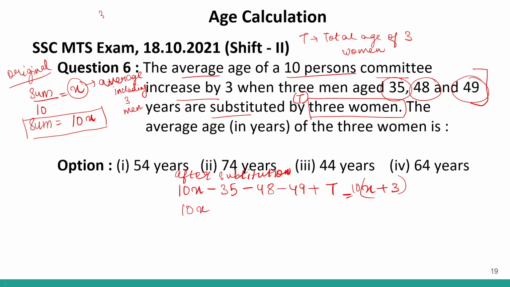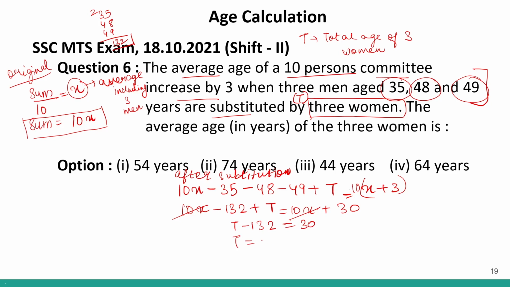So if I multiply it by x plus 3, I will open this. This will be 35 plus 48 plus 49. So 9 plus 5 is 14. 14 plus 8 is 22. And 4 plus 4 is 8 plus 2, 10. 10 plus 3 is 13. So 132 we are totally reducing and we are adding T in place of it to get 10x plus 30. So 10x will be cancelled because they are of the same sign. So T minus 132 equals 30.